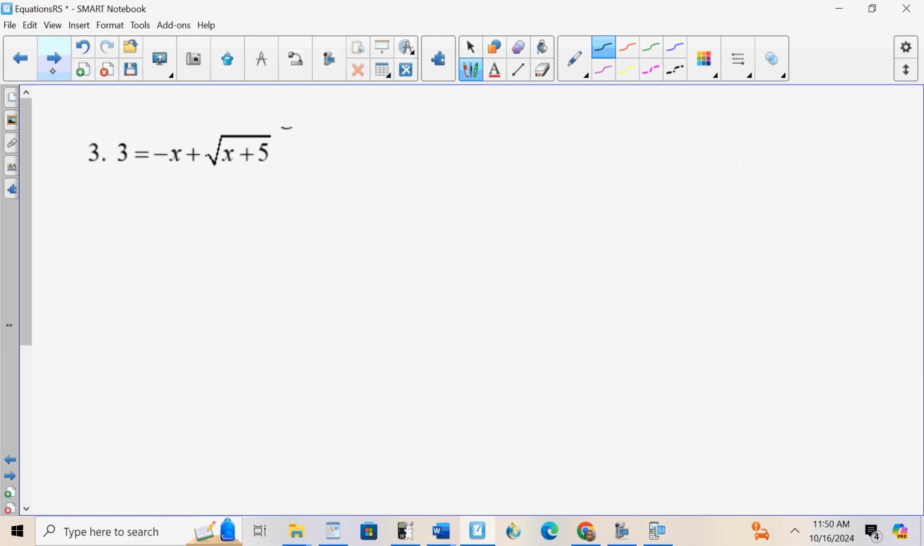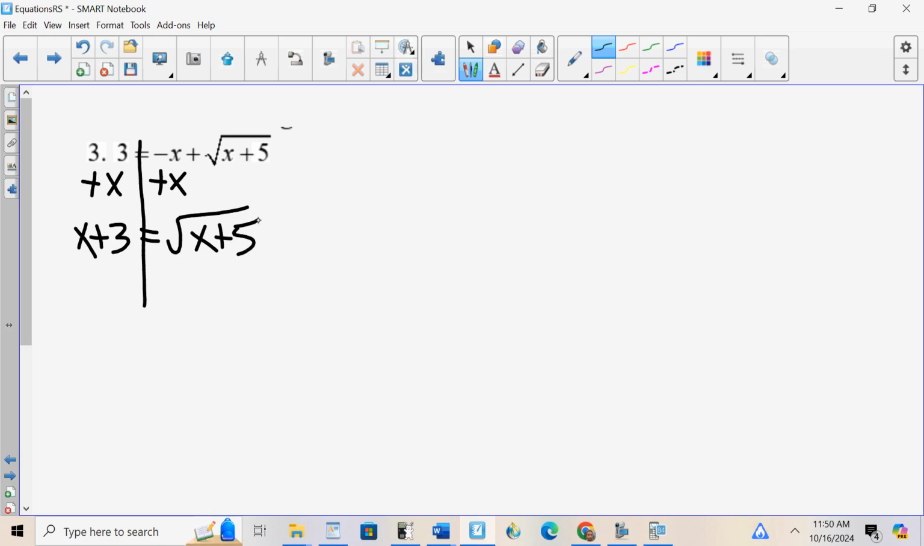Now, this one, we're going to solve it algebraically, and then I'm going to also show you the open response trick. To solve a radical equation, isolate the radical, plus x, 3 plus x is x plus 3 equals radical x plus 5. Now that the radical is isolated, I can square both sides. The square and the radical cancel. We're left with what was inside the radical.